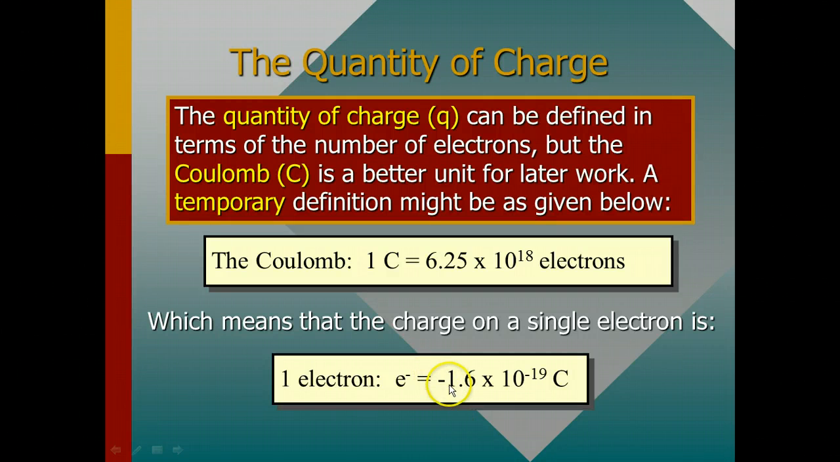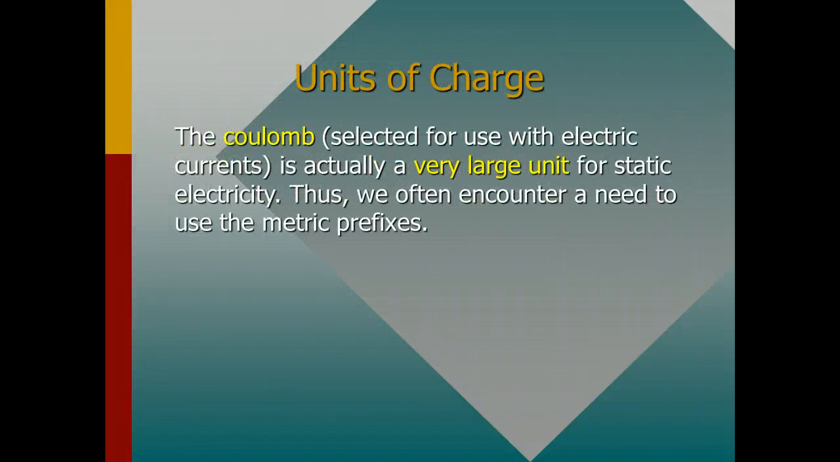Now we put the negative sign here because we do have two varieties of charge, two flavors of charge, negative and positive. So the charge of one electron is negative 1.6 times 10 to the negative 19th coulombs. Now this unit of Coulomb is quite large. If we take a look at the number of electrons required for 1 Coulomb, that is ridiculously large. So we also use smaller units by adding metric prefixes in front of the coulomb.